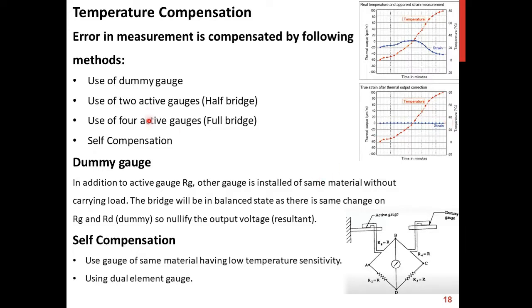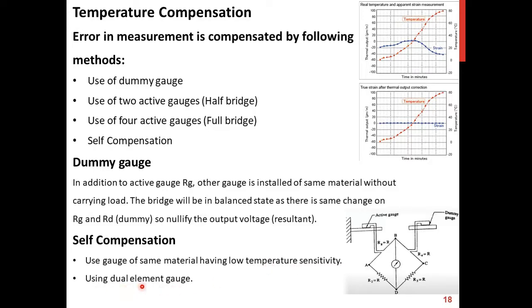The second and third, two active and four active bridges, were already discussed in the previous slides. In the last one we have the self-compensation technique, where we have two methods. Use of a gauge of the same material having low temperature sensitivity, so it has minimum effect on the strain due to temperature change.